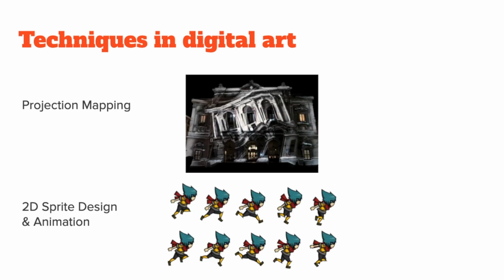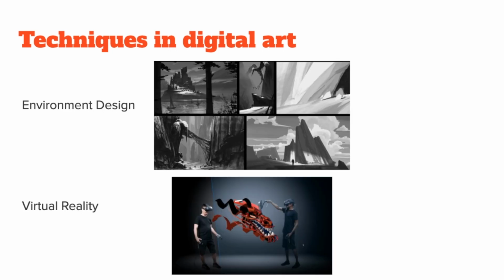Projection mapping. It's quite an interesting technology. You can project onto a building or a surface, and then you can manipulate what the building looks like, and some quite amazing results come from that. Then you've got 2D sprite design animation. As mentioned, we'll be using Piskel App, and not only can you make static images or collectibles or tile sets, but you can also come up with animations in the form of sprite sheets, which can be imported into Unity.